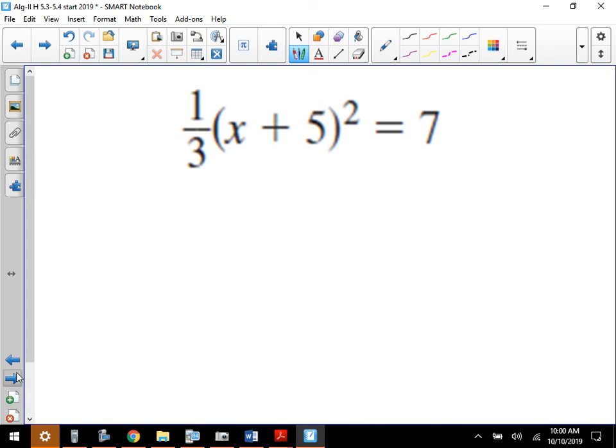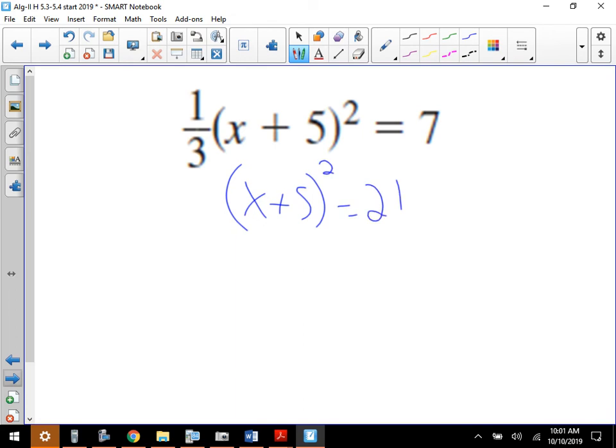All right, now what? Multiply by 3, I guess. Good, I'm glad you didn't say distribute. I heard that this morning. So x plus 5 squared is equal to 21. First thing you've got to do here is just get rid of the fraction. To undo multiplying by a fraction, you multiply by its reciprocal. So you get x plus 5, quantity squared, is 21.